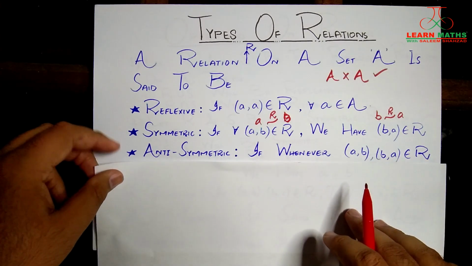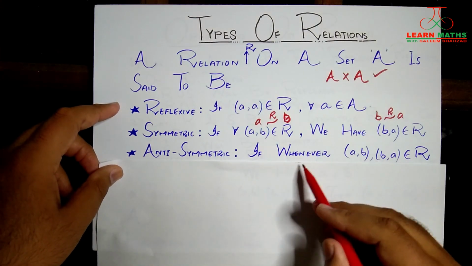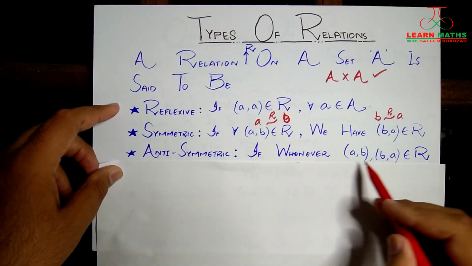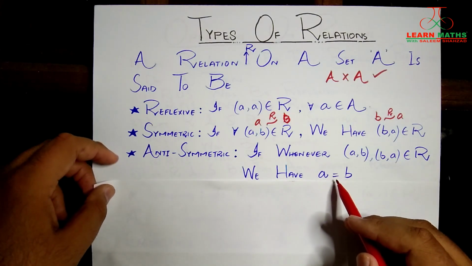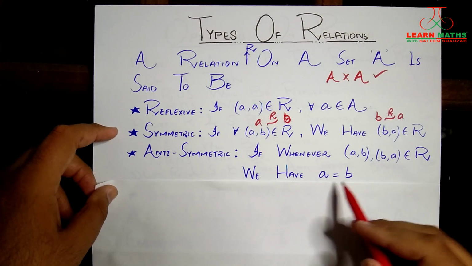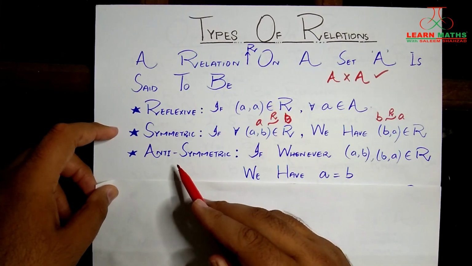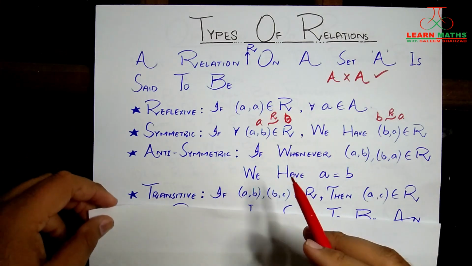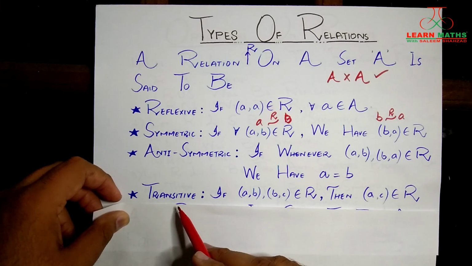And the next one is anti-symmetric. Here we say that whenever (a, b) and (b, a) both belong to R, then a and b should be equal. This should happen only when a and b are equal, and then we call that relation anti-symmetric. And the next one is a very important type of relation, and that is the transitive relation.